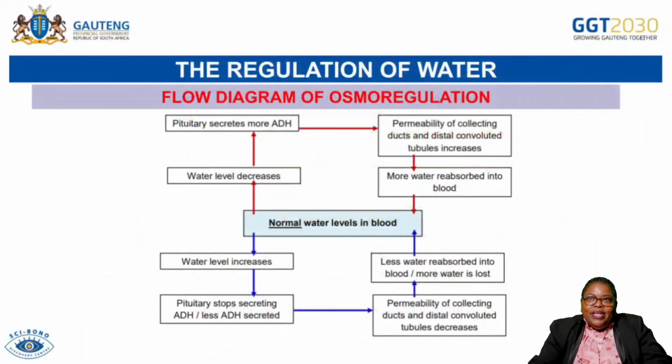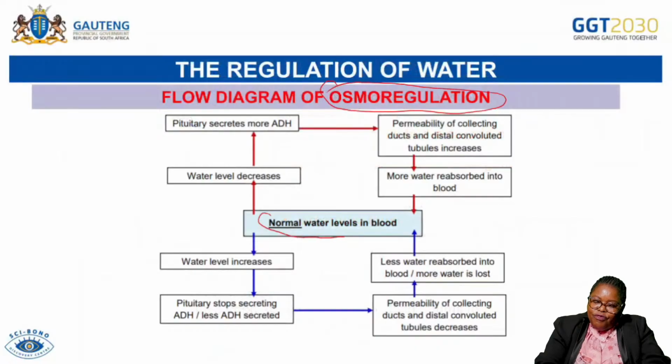We are going to look at the regulation of water, which is called osmoregulation. Now, with osmoregulation, the body cells do not need more of that water. We don't need less of water either. We can be dehydrated, by the way. So what is going to happen?